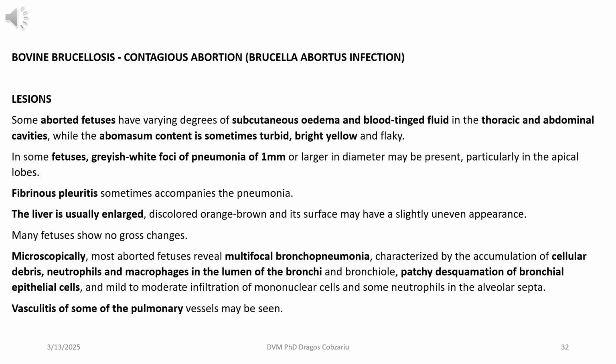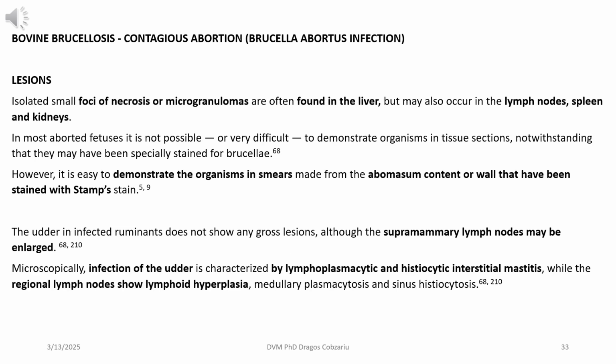Microscopically, most aborted fetuses reveal multifocal bronchopneumonia, characterized by the accumulation of cellular debris, neutrophils and macrophages in the lumen of the bronchi and bronchioles, patchy desquamation of bronchial epithelial cells, and mild to moderate infiltration of mononuclear cells and some neutrophils in the alveolar septa. Vasculitis of some of the pulmonary vessels may be seen. Isolated small foci of necrosis or microgranulomas are often found in the liver, but may also occur in the lymph nodes, spleen and kidneys. In most aborted fetuses it is not possible, or very difficult, to demonstrate organisms in tissue sections, notwithstanding that they may have been specially stained for Brucella.